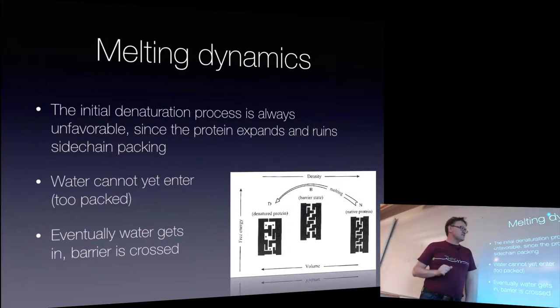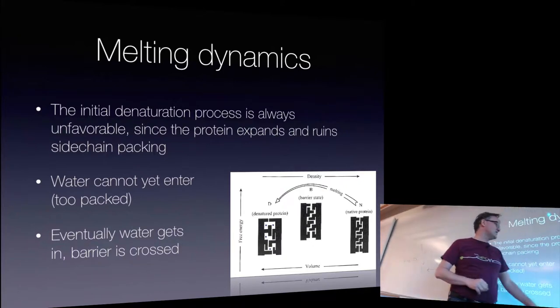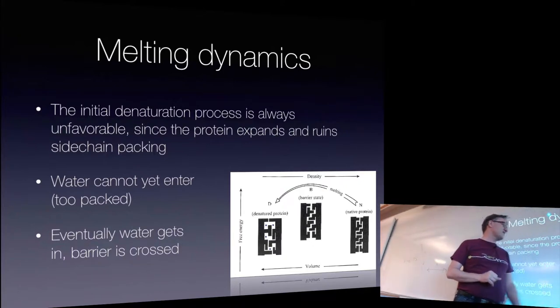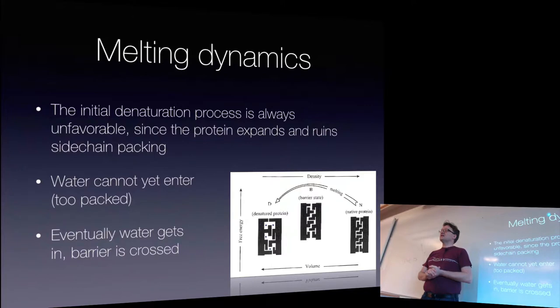If you just look at these states, there is some sort of native protein state, there is a barrier, and here we call it denatured, which is a bit unfortunate. But think of this as a molten globular state or something. If you start from the native protein and add heat, initially that's always bad. The reason is that you have this beautiful packing, and now you're tearing your side chains apart. Again, the protein is a beautiful, stable thing, and you're starting to push this uphill.